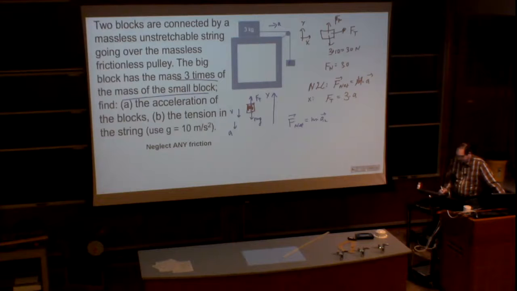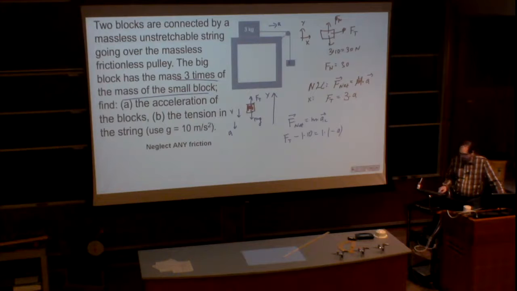Now, F net has two forces. Tension, which points up, and gravity, which points down. So T minus 1 times 10 should be equal to mass, which is 1 kilogram, times acceleration. Do we know acceleration? No. But we know something about it. We know its direction. We know it has to be negative. So this is how we can explicitly demonstrate the fact that acceleration has a negative component.